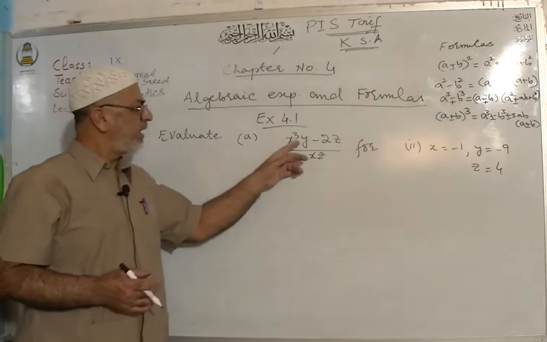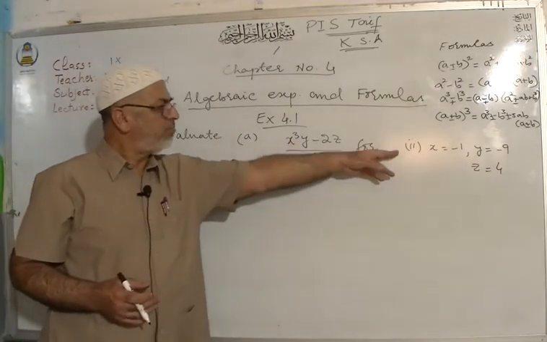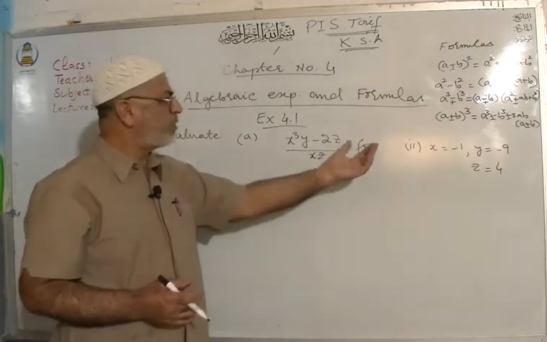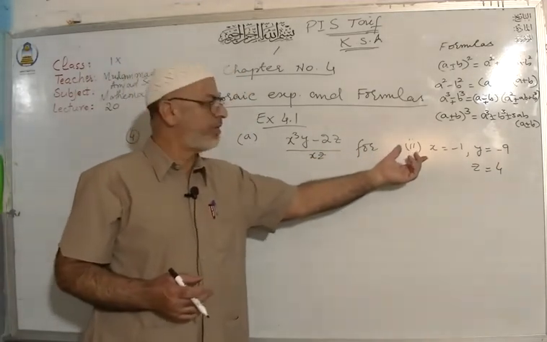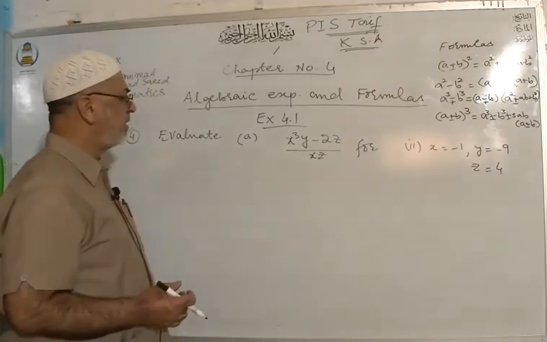Evaluate (x cubed y minus 2z) over xz for part number 2, where x, y and z are given. Actually, we have two parts and I have selected the second part for you, and you can solve it by yourself. The first part will be easy for you.